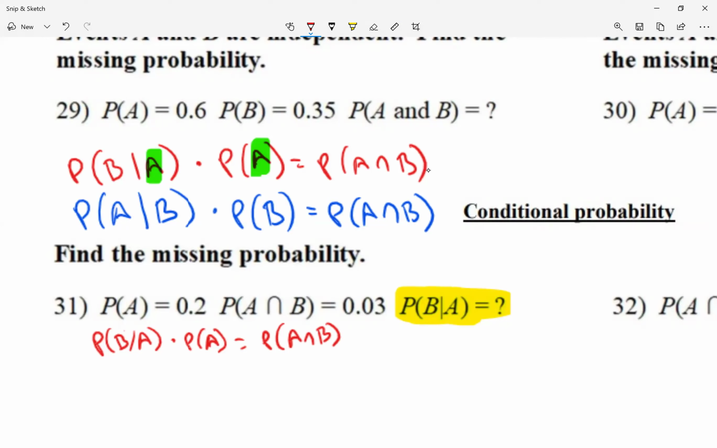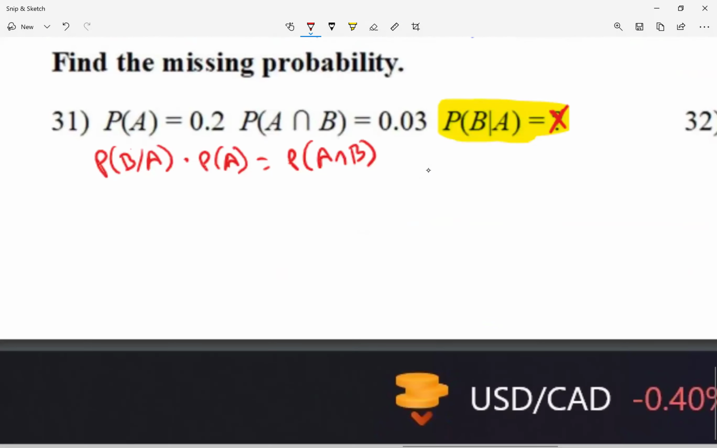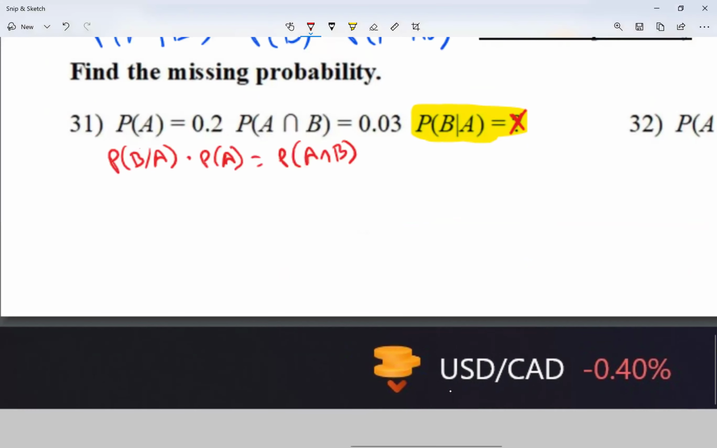Okay, let me replace the values that I know. I know probability of B given A is X. Let me zoom in here because I'm going to look at this just as a simple algebra question. So I have X times 0.2 is equal to 0.03.